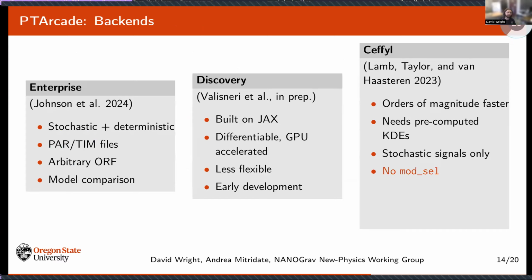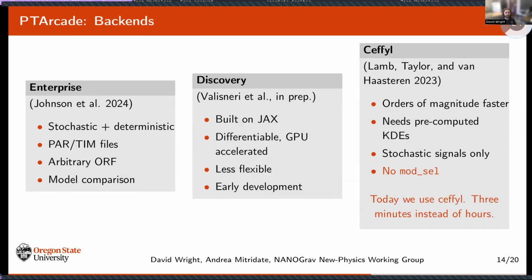All right, so the different backends, like I mentioned, we have Enterprise, Discovery, and Keffel. Enterprise is kind of the production level one, what you would expect. You can use PARS and TIMS. We can do model comparison. We can use stochastic or deterministic signals. Discovery is a lot faster, but it's still in testing. It's a little bit less flexible, but we're working on developing that.